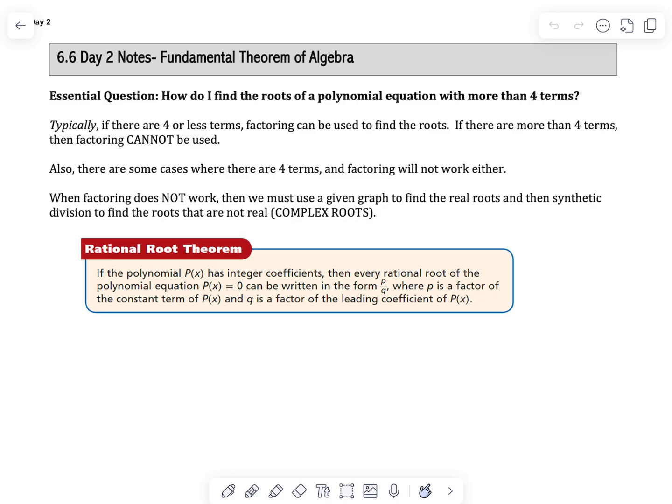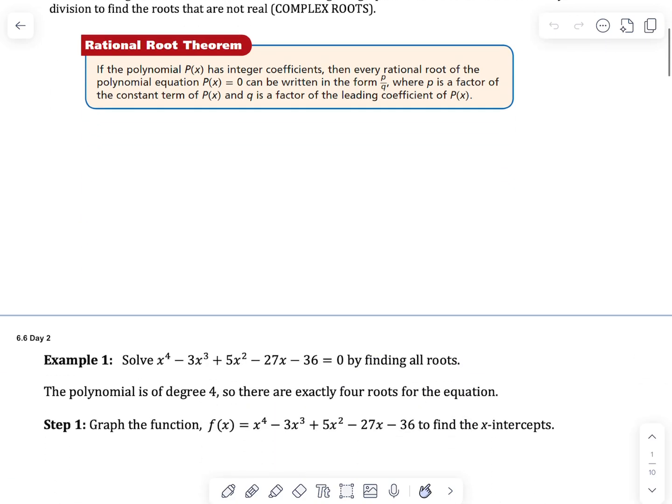When factoring doesn't work, then what we can do is we can use the graph to find some real roots, and then use synthetic division to find the remaining roots. And sometimes these are going to be our complex roots, which will occur in pairs. So we have a rational root theorem. It says if the polynomial p of x has integer coefficients, then every rational root can be written as a factor of the constant over a factor of the leading coefficient.